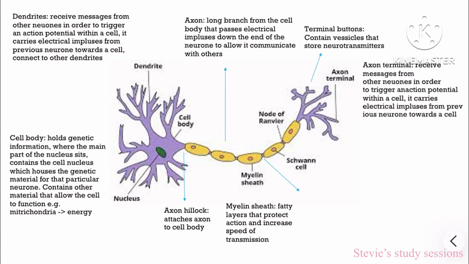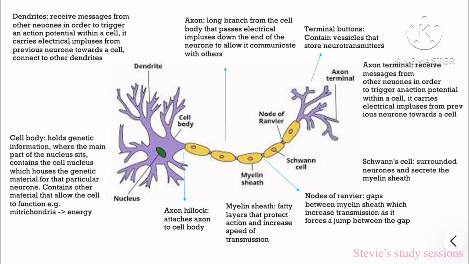The myelin sheath is a fatty layer that protects the axon and increases the speed of transmission. The nodes around there are gaps between the myelin sheath, which increase transmission as it is forced to jump between the gaps. I like to think of it as bunny hops between the gaps of the myelin sheath, and therefore that's why if you have increased layers of myelin sheath, it increases the speed of action potential because it forces the jumps more. Finally, Schwann cells. They surround the neurons and secrete myelin sheath.